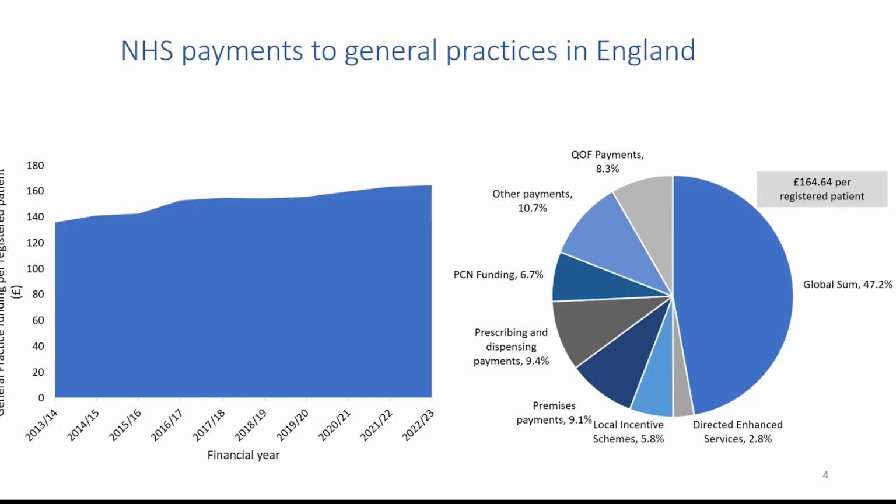We then have local incentive schemes, 5.8%. So that's really about two things: access, so extended access to general practices where you share that with your local area, and then also things like incentives based on what are the immediate problems within your general vicinity. So things like mental health, for example, is one that we do. And then you have your direct enhanced services. So that's things like your vaccinations, for example, minor surgeries as well.